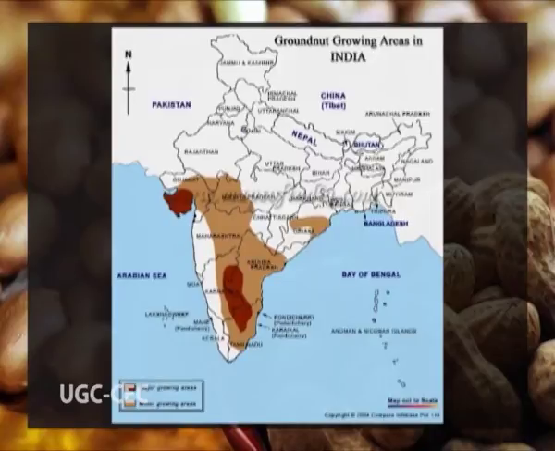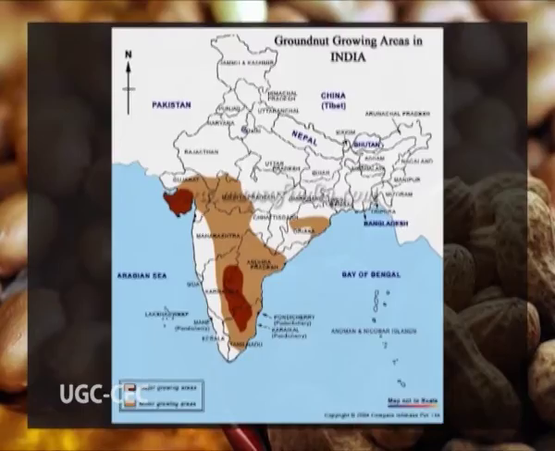India is only next to China both in regard to the area and the production of the groundnut in the world. Groundnut is the major oilseed crop of India. It grows in 11 states in the country in an area of 7.6 million hectares with a production of 7.8 million tons of pods per annum.